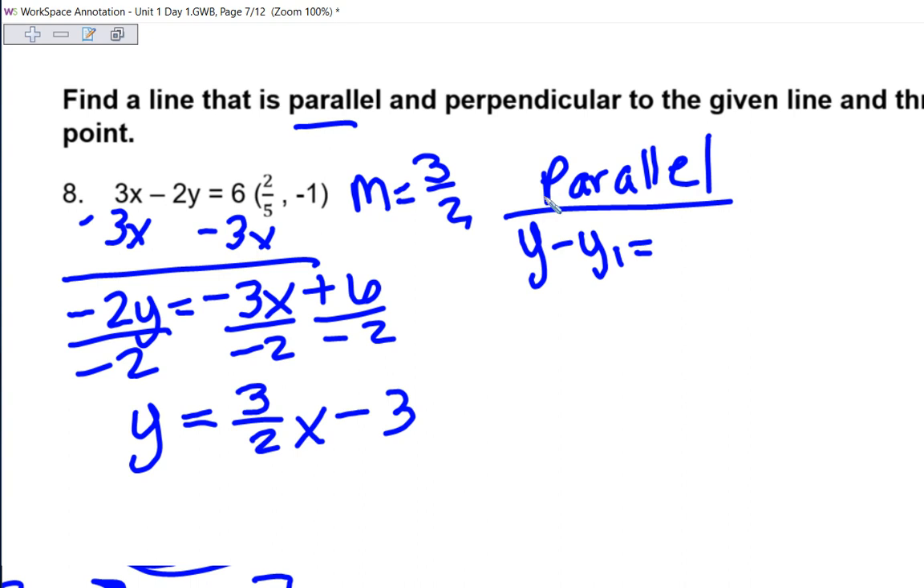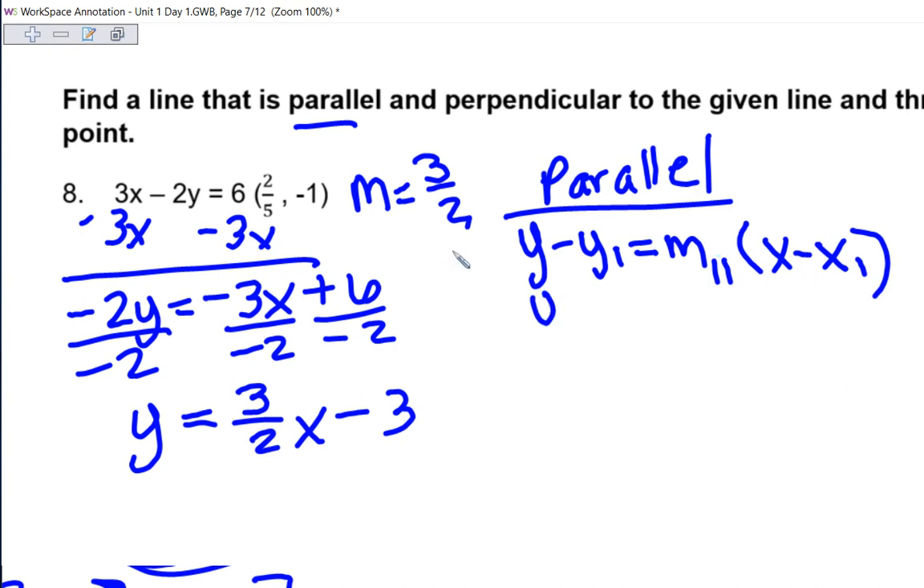y minus y1 equals m. But if I want the parallel one, I need to use the parallel slope. So I'm going to modify that formula. x minus x1. So if we're looking for the parallel equation, we need to make sure we're using the parallel slope. Fill in what you know.